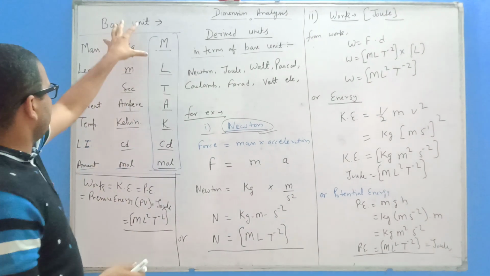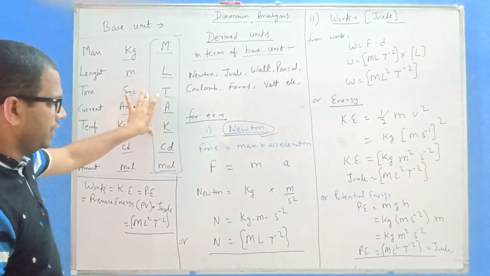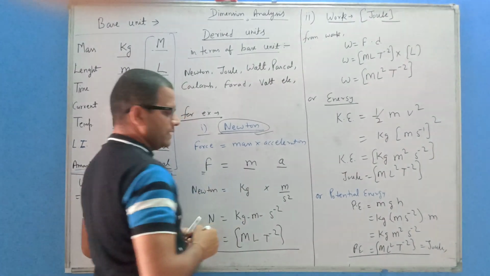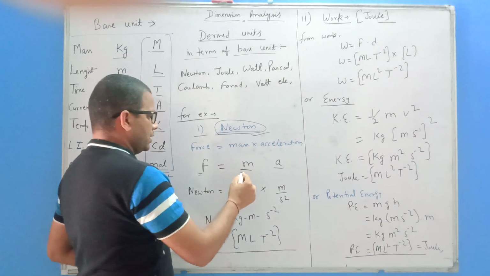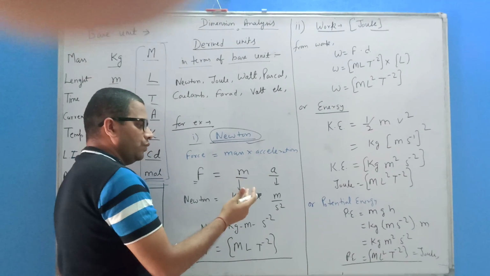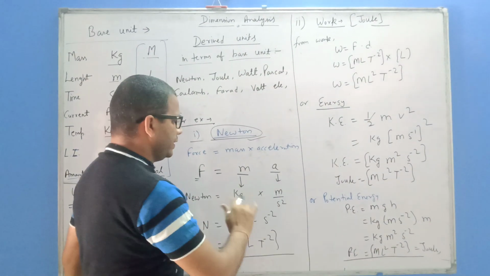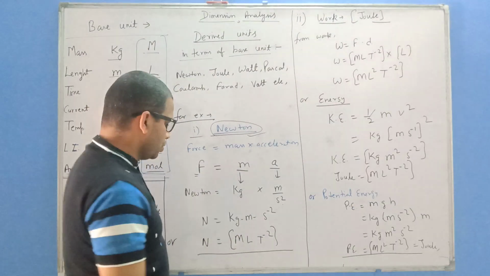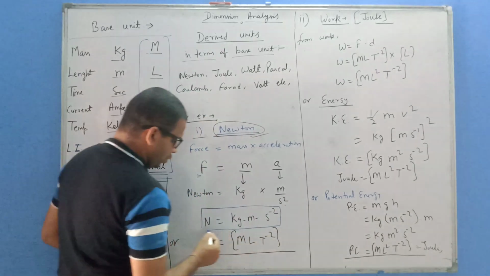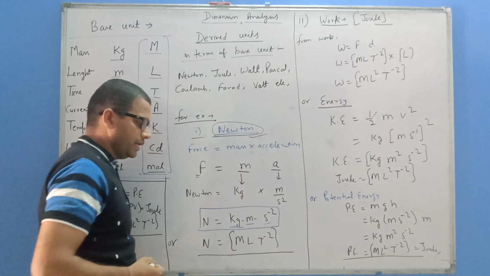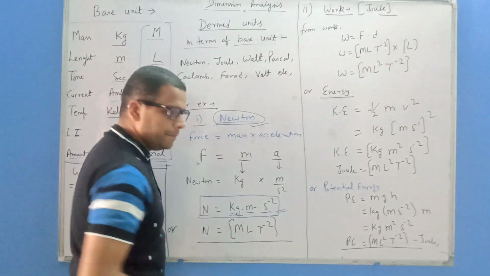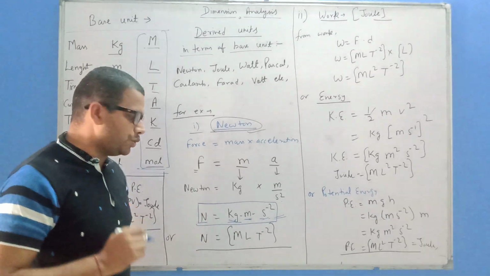Newton is formed by these fundamental units. We know Newton is the unit of force. Force equals mass into acceleration. Mass, the unit is kg, and acceleration, we know, is the rate of change of velocity. Its unit is meter per second square. So finally Newton means kilogram meter per second square. This line we can say is the derivation of Newton in terms of the base units.